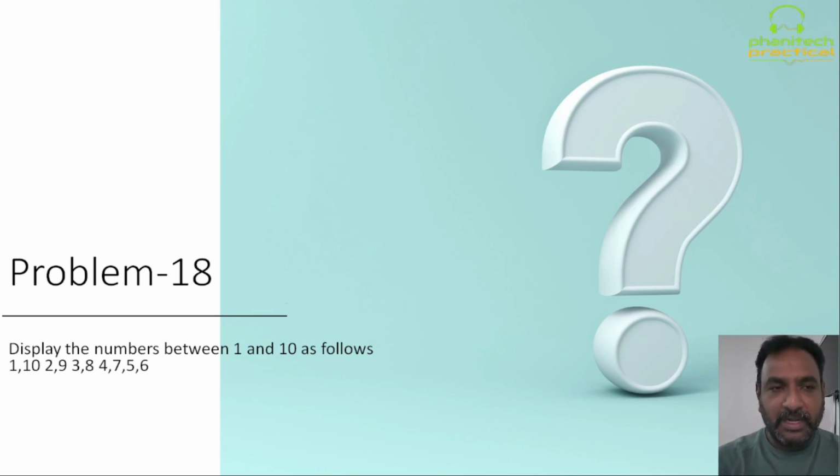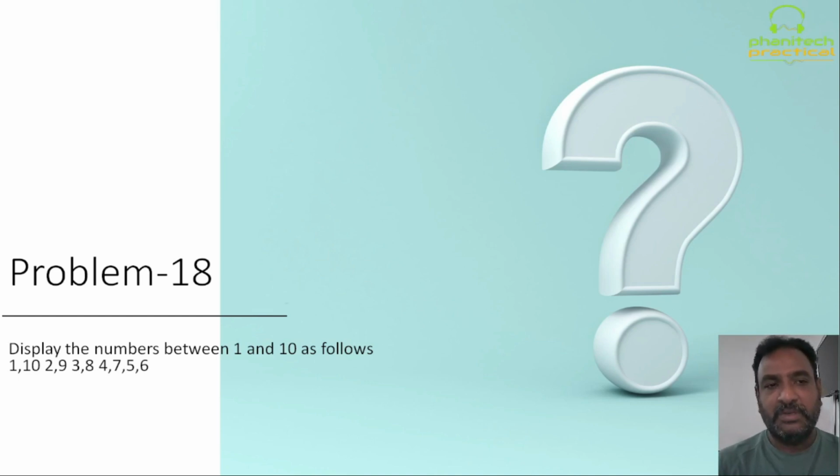Here you have to identify how many variables are required for this program. Only one variable is enough, and the initial value is 1. Why 1? The first number which you want to display is 1. After that, the next number is 10, that means the last number you have to display. By using the n value only, you have to display 1 and 10.